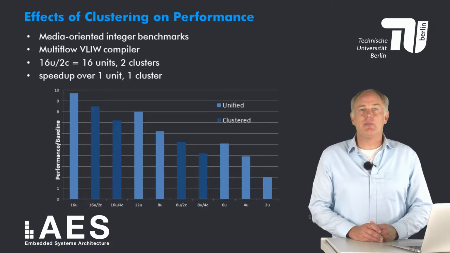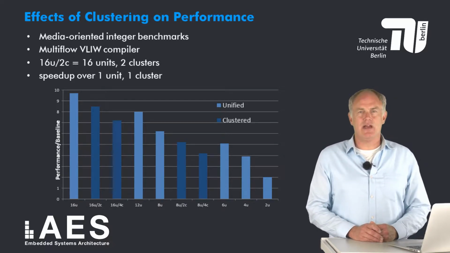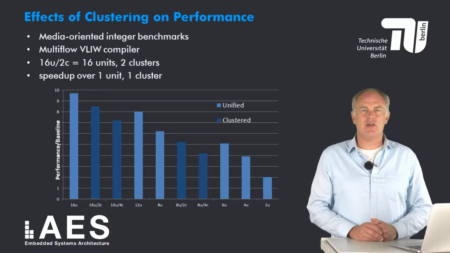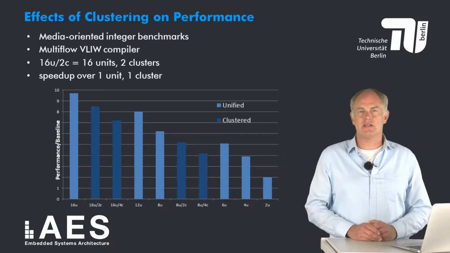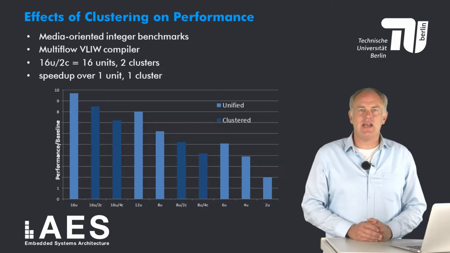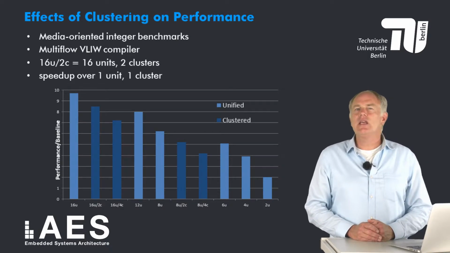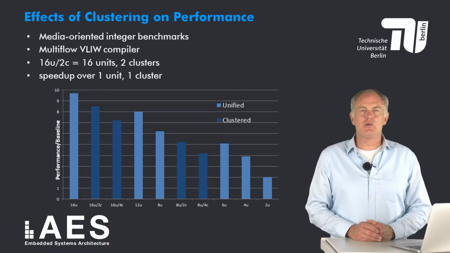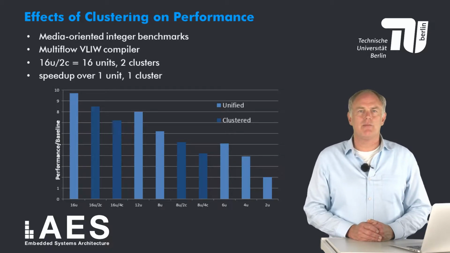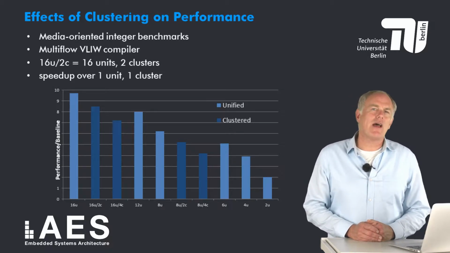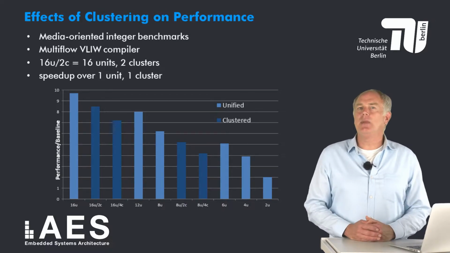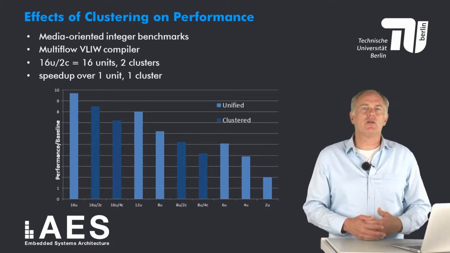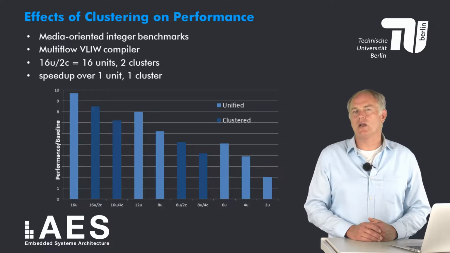Is this clustering bad for performance? It does have some effect on the performance, because now functional units cannot access all operands directly, but only the ones within their cluster. Here are some results from the textbook by Fisher and Faraboschi. These results are for media-oriented integer benchmarks. The compiler that has been used is the Multiflow VLIW compiler. The label on the x-axis, for example, 16U2C, means 16 units with 2 clusters. And the results correspond to the speedup over 1 unit with 1 cluster.